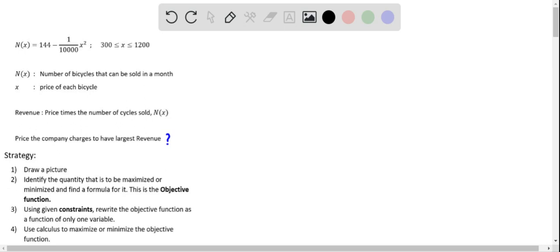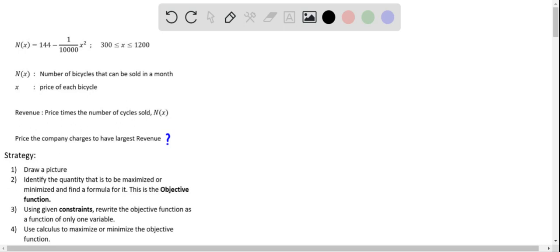So this is one of the optimization type of problems wherein we have to apply a certain strategy to determine the price the company charges to have the largest revenue. So here I have outlined a few strategies for solving the optimization type of problems. So first we have to draw a picture.